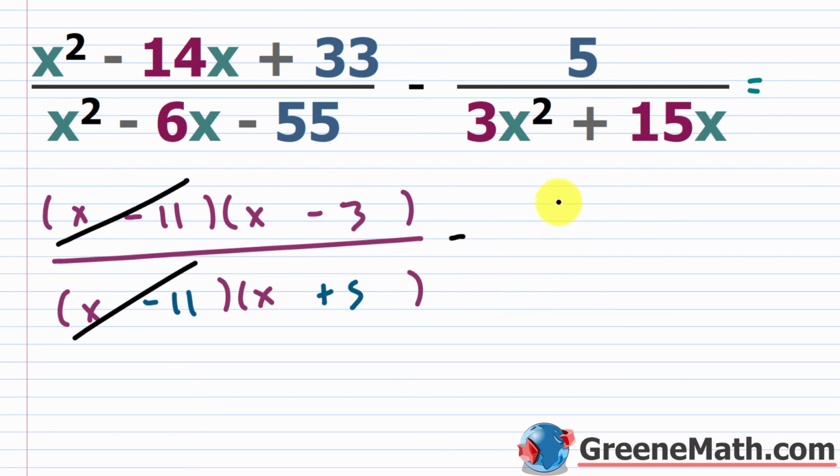So then minus. Over here I have this 5. And then from the denominator, it looks like I can factor out a 3x.